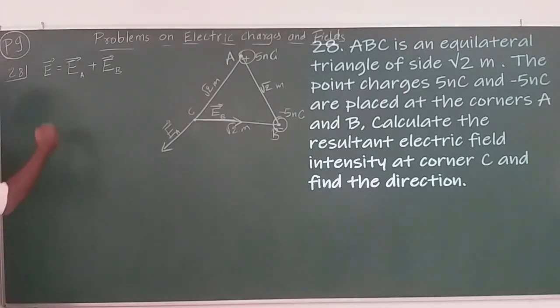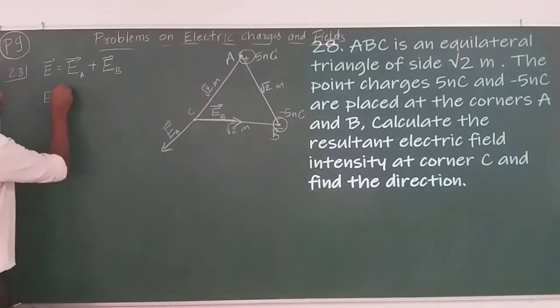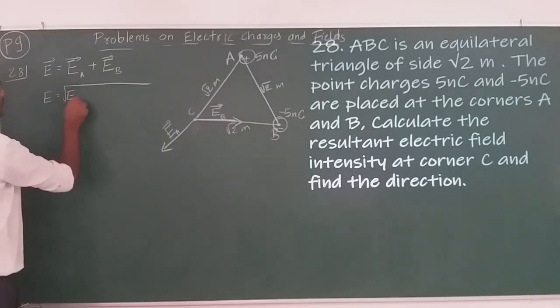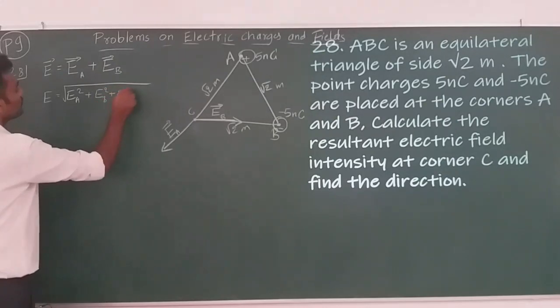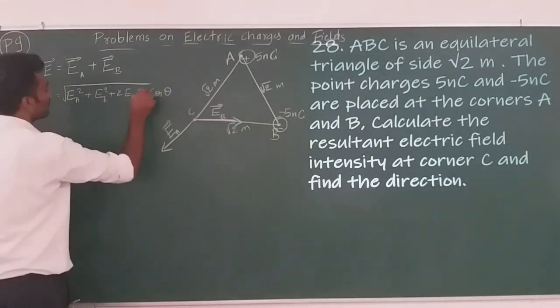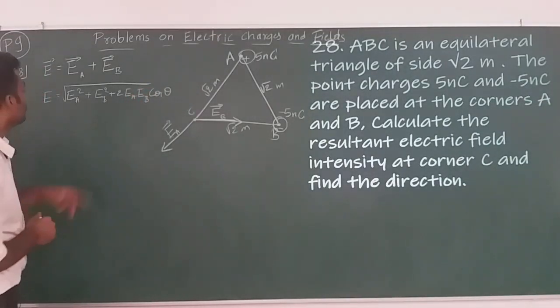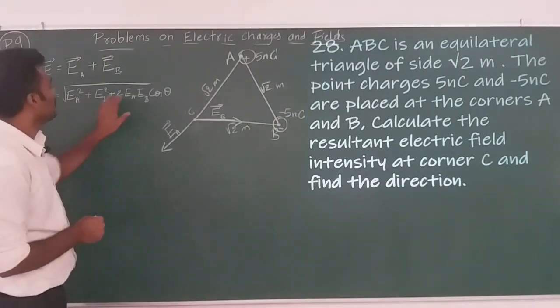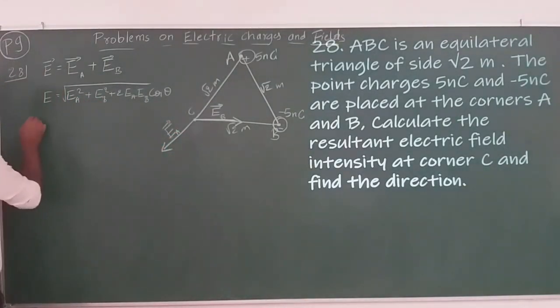Now, when it comes to magnitude of these two vector additions, E is equal to under root of EA squared plus EB squared plus 2 EA EB cos theta, where theta is the angle between EA and EB, right? Now, before we substitute EA, EB and cos theta, we should know what the values are. Let us simplify them. Once you write the formula, E is equal to 1 by 4 pi epsilon naught Q by R squared.